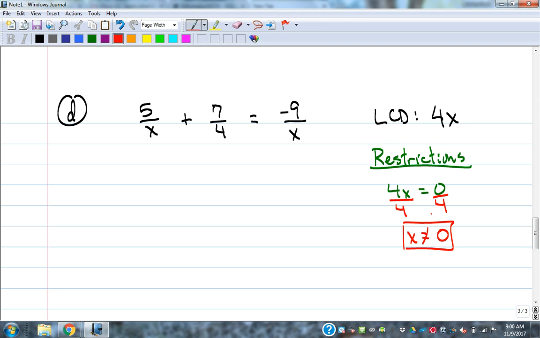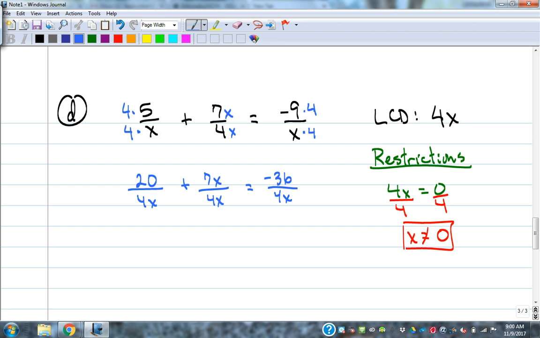So if we know the least common denominator has got to be 4x, what does this first fraction need? A 4. So if the bottom gets a 4, the top gets a 4. What's the 7 over 4? What does it need? x. So bottom gets an x, top gets an x. -9 over x. They get 4s. So that gets us 20 over 4x plus 7x over 4x equals -36 over 4x.